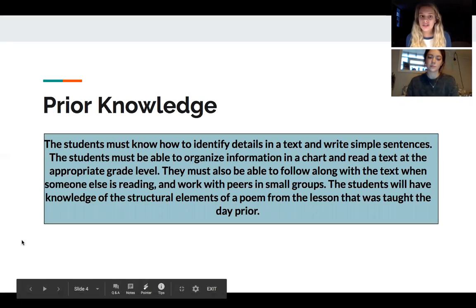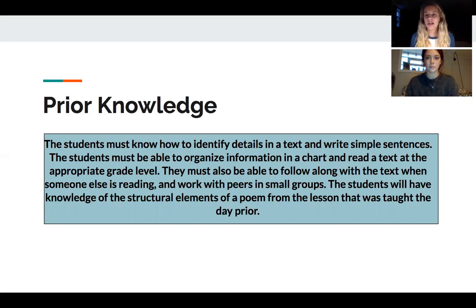The prior knowledge that the students need to know is how to identify details in a text and write simple sentences. The students must be able to organize information in a chart and read a text at the appropriate grade level, fourth grade typically. They must also be able to follow along with the text when someone else is reading and work with peers in small groups. The students will have knowledge of the structural elements of a poem from the day prior in which the lesson was taught about all of the elements.